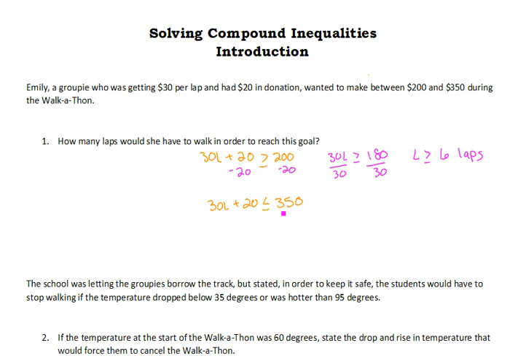But then again, she doesn't really want to go over 350. So we're going to subtract the 20 over on this one. We have 30 laps has to be less than or equal to 330. Okay, dividing that 30 over, she wants her laps to be less than or equal to 11.